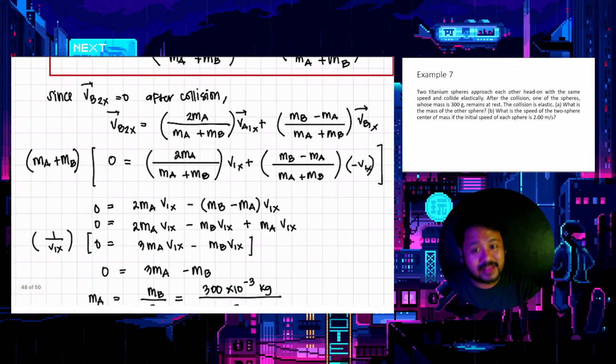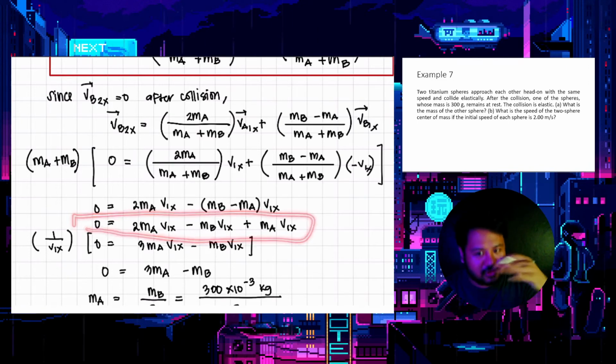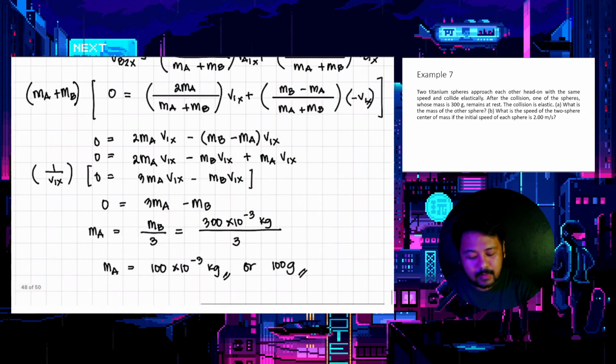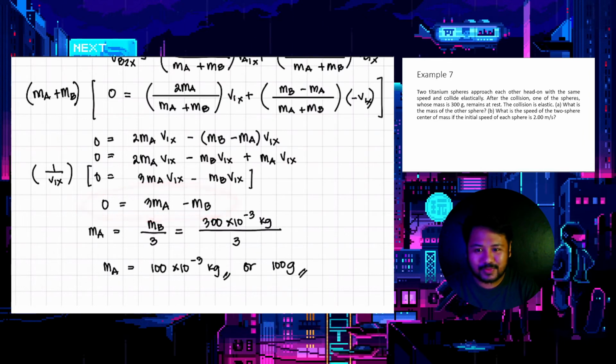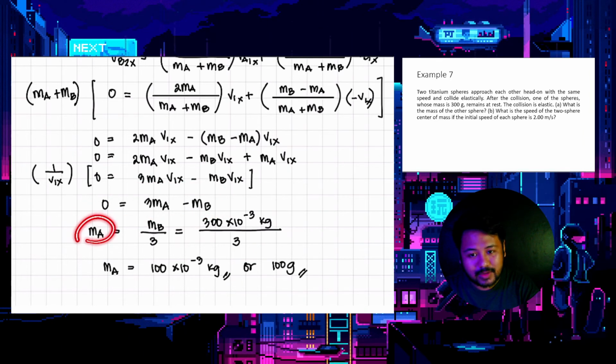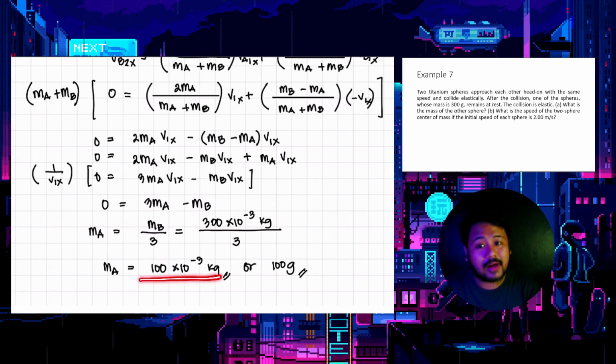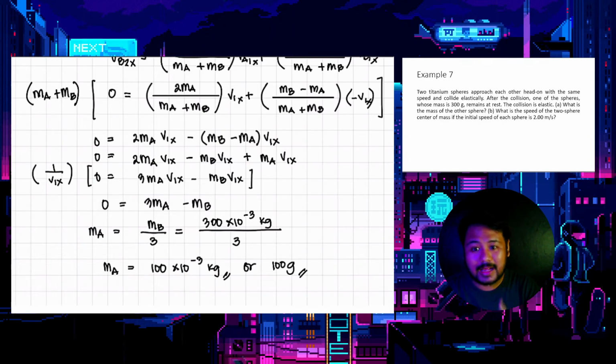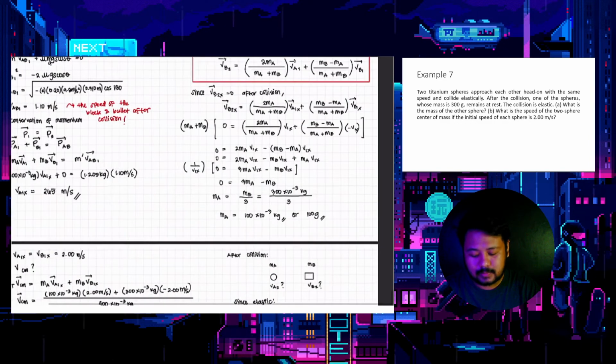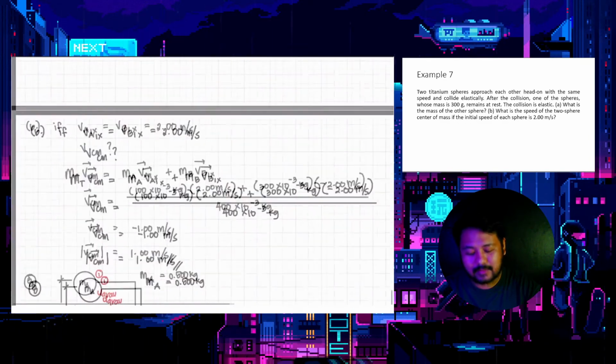Further simplifying this equation, we could now have this one here. And then further simplification, dividing by v1x, we could have this equation, giving us now ma, the mass of the unknown object, 300 grams over 3. It gives us 100 grams, or that's 100 times 10 raised to negative 3 kilograms. So that's now for letter A. That's our ma.